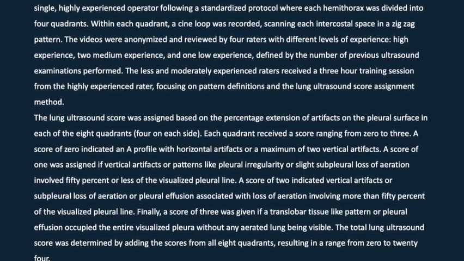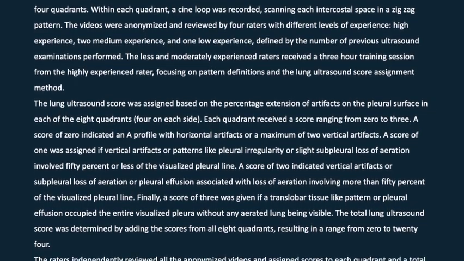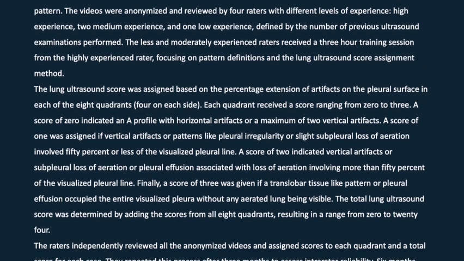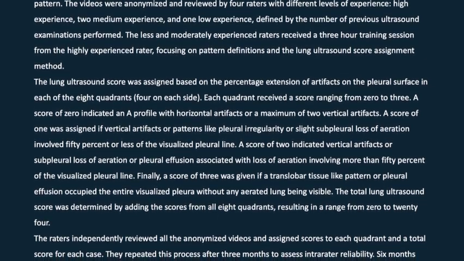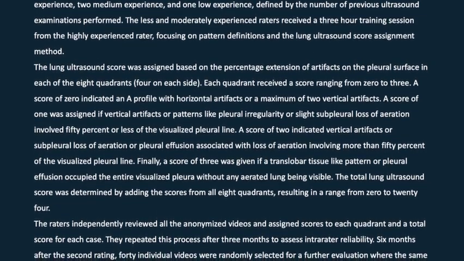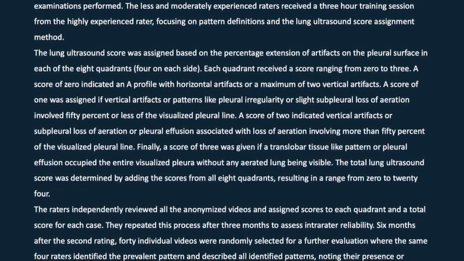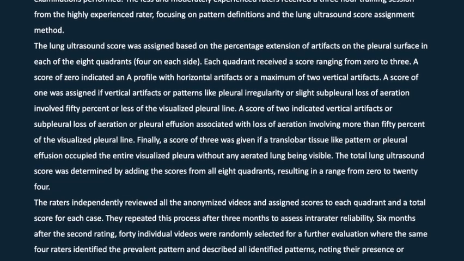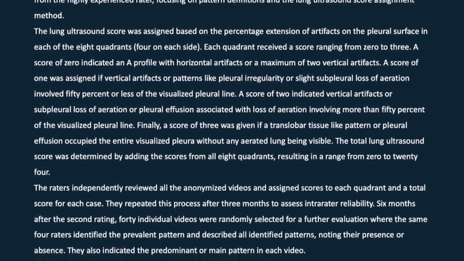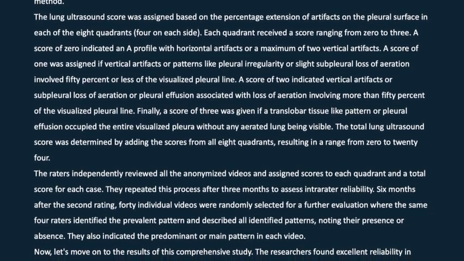The lung ultrasound score was assigned based on the percentage extension of artifacts on the pleural surface in each of the 8 quadrants, 4 on each side. Each quadrant received a score ranging from 0 to 3. A score of 0 indicated an A profile with horizontal artifacts or a maximum of 2 vertical artifacts. A score of 1 was assigned if vertical artifacts or patterns like pleural irregularity or slight subpleural loss of aeration involved 50% or less of the visualized pleural line. A score of 2 indicated vertical artifacts or subpleural loss of aeration or pleural effusion associated with loss of aeration involving more than 50% of the visualized pleural line.